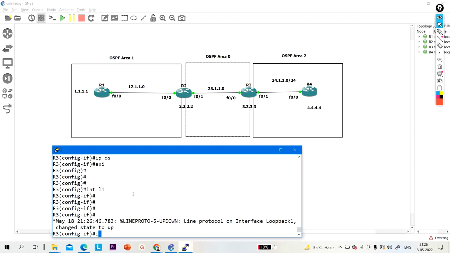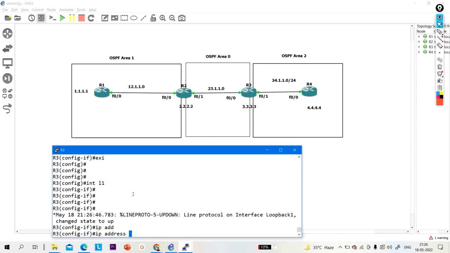Interface loopback 1, IP address. Guys, on loopback interface, I don't need to run no shutdown command. Why? By default, loopback interface is no shut, because loopback is a logical interface, right? All logical interfaces will be up by default, like the interface of a switch. So by default, all ports of a switch are up, but by default, all physical interfaces of a router will be down.